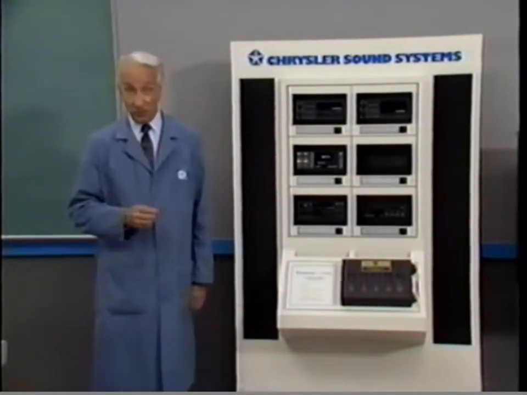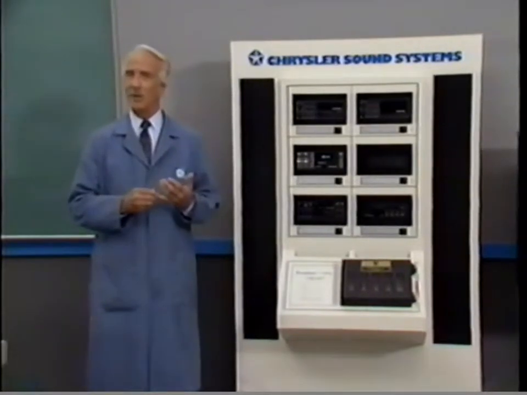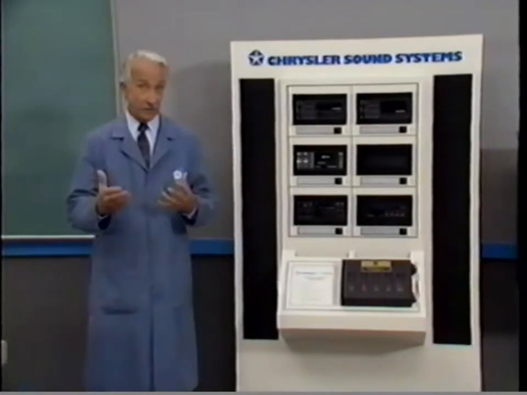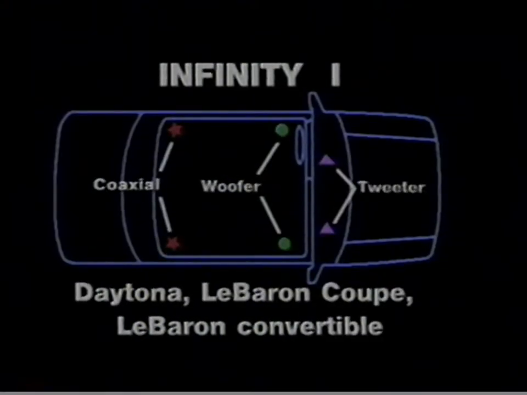As with all Chrysler sound systems, the type and location of the speakers is dependent on the vehicle. Vehicles like the Dodge Spirit, Plymouth Acclaim, and Chrysler LeBaron sedan will have 4 coaxial speakers, sometimes referred to as 8 speakers in 4 locations. On the other hand, the Dodge Daytona and Chrysler LeBaron Coupe will have 2 tweeters, 2 woofers, and 2 coaxial speakers, or 8 speakers in 6 locations.